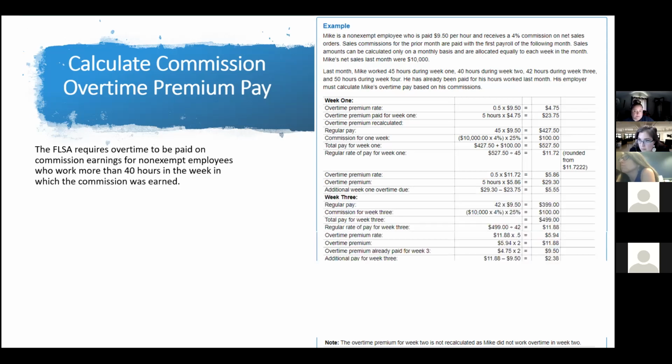Week 3, we're going to look at the similar idea. So he worked 42 hours. He's going to get $100 allocated of his commission to that week, which means his total regular pay for the week was $499 divided by 42 hours. He gets $11.88 as his regular rate of pay, times 0.5 to find his premium rate. $5.94 times 2 hours is $11.88. He was already paid his overtime rate for the regular hours that he worked at $9.50 an hour. So if we take the difference between his overtime premium that he should have gotten and what he's already gotten, we owe him an additional $2.38.